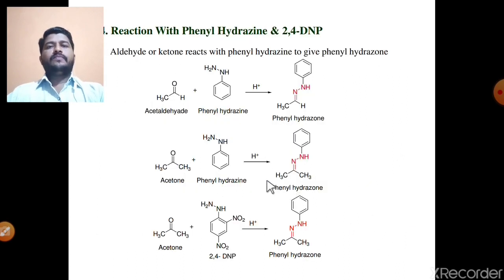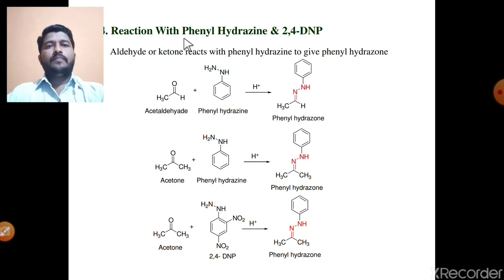Then the fourth reaction is the reaction with phenyl hydrazine and 2,4-DNP. 2,4-DNP means 2,4-dinitrophenyl hydrazine. The reaction with phenyl hydrazine and 2,4-DNP is similar to the reaction with primary amine, also a condensation reaction.